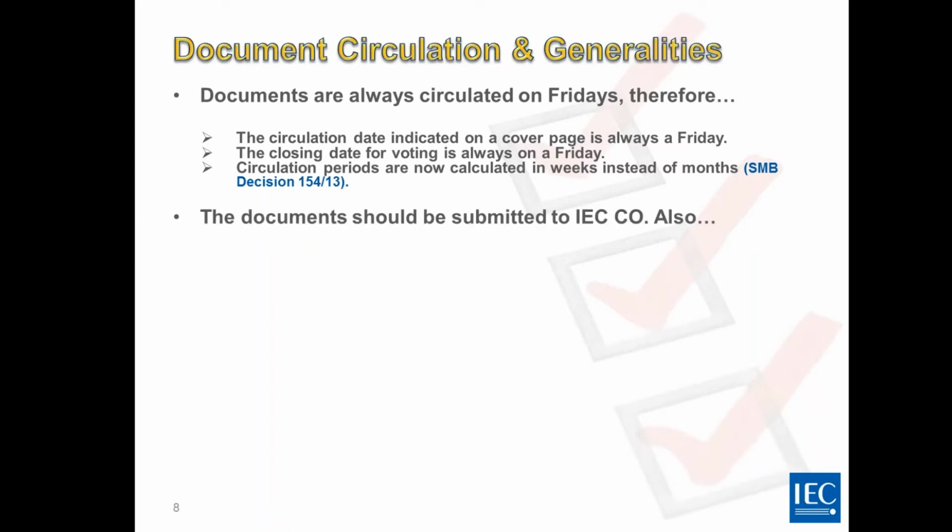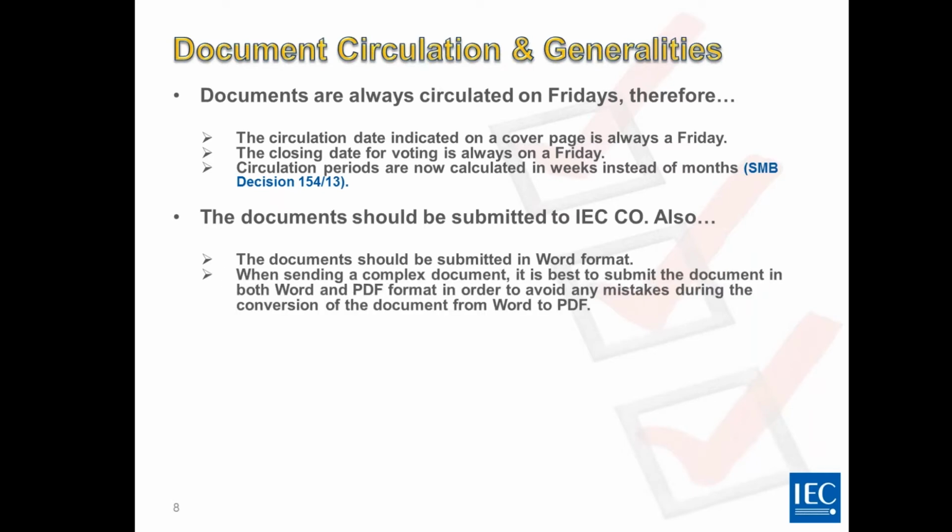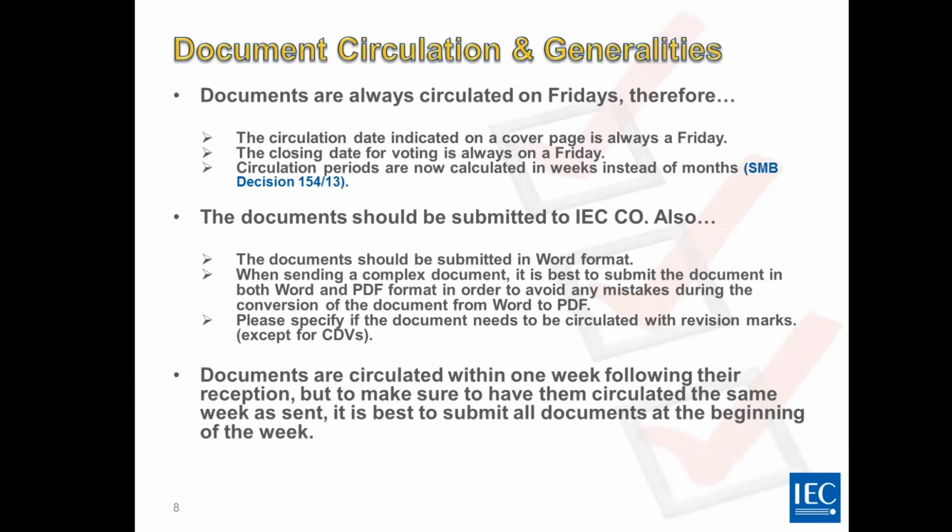So the documents should be submitted to IEC Central Office for circulation. So we request that you submit the documents in Word format. When sending a complex document, it is best to submit the document in both Word and PDF format so that we don't make any mistakes during the conversion of the document from Word to PDF. We will also ask you to specify if the document needs to be circulated with revision marks, except for CDVs. We try to circulate documents within 1 week following their reception, but if you want to make sure to have them circulated the same week as you sent it, please provide it as early as possible during the week, ideally on Monday or Tuesday.